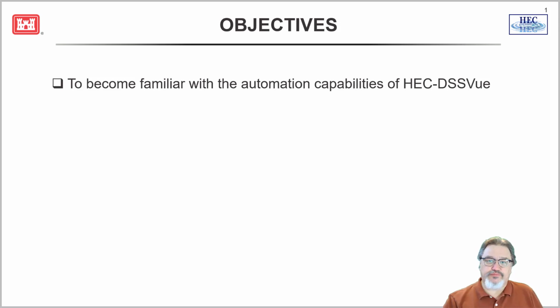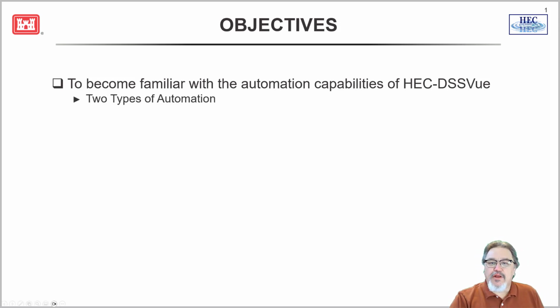So let's see what we're doing here. We do want to become familiar with the automation capabilities of HEC-DSSVue, and it's worded that way for a purpose, and we'll see why in a little bit. We'll see that there's two types of automation. We'll talk about that. We'll talk about creating and editing scripts, and we'll talk about those topics in this session. The rest of the topics we'll talk about in future sessions.